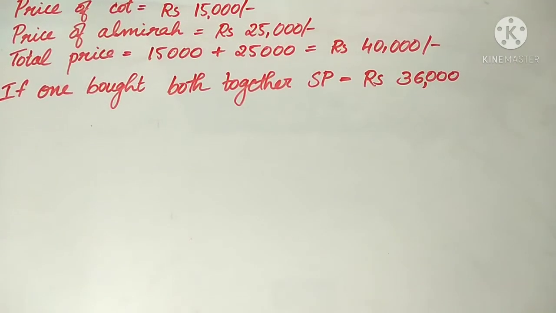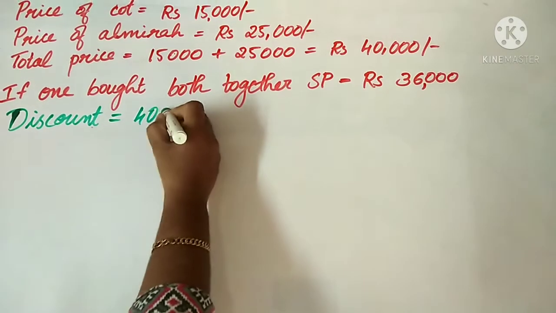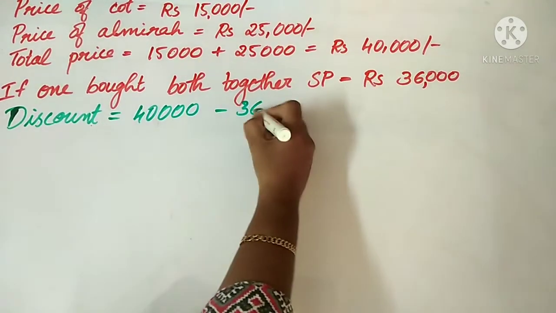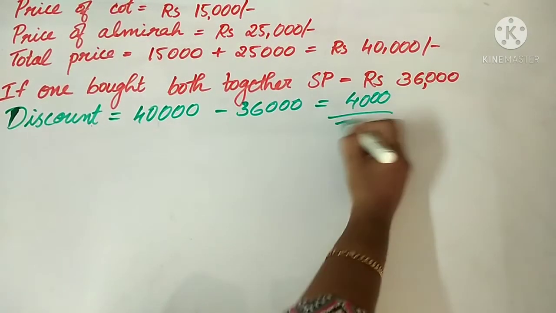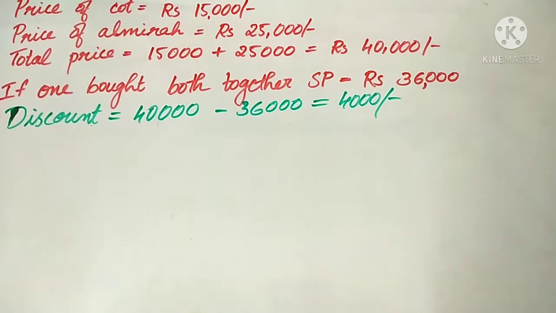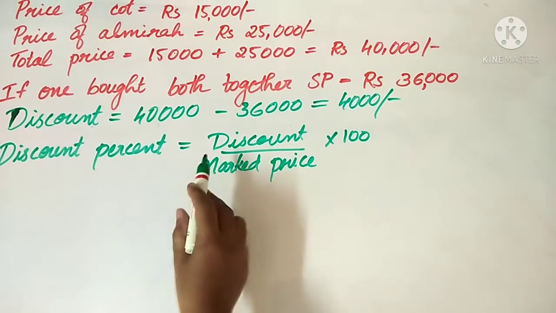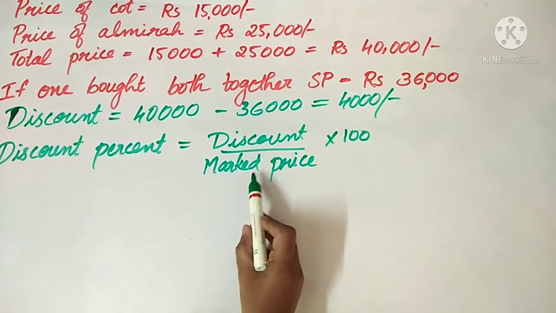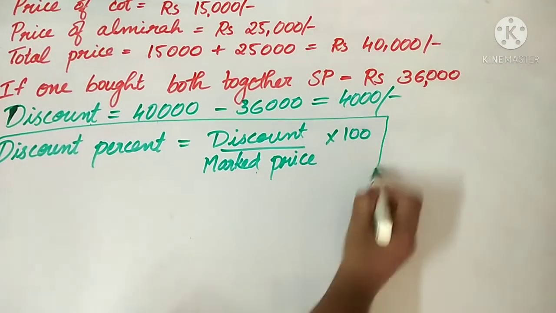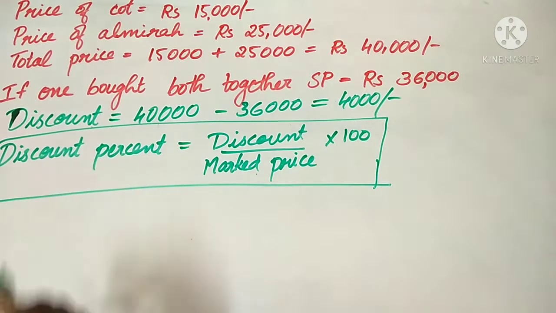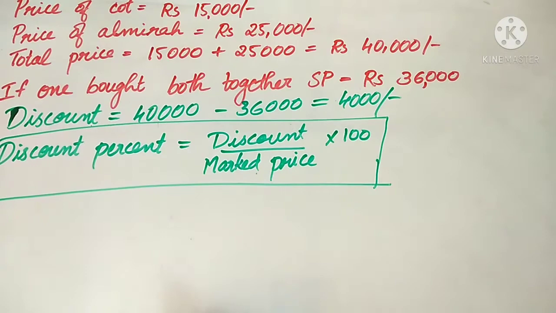So first of all, we need to find how much is the discount. Discount is equal to 40,000 minus 36,000. That is equal to 4,000 rupees. Now we can find the discount percent. To find the discount percent, we use the formula. Discount percent is equal to discount by market price into 100. See children, this formula is not there in your textbook. So please note down. Discount percent is equal to discount by market price into 100.